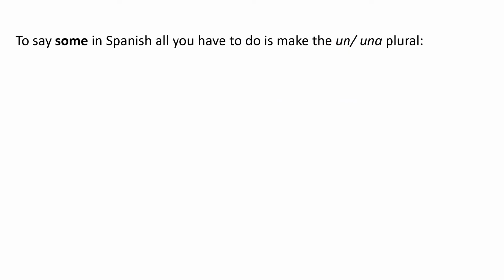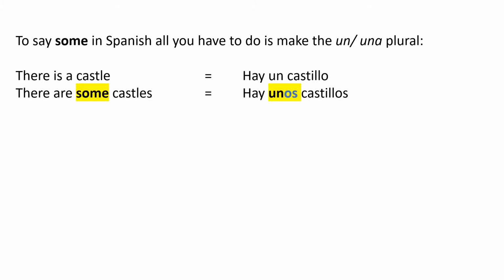So moving on. In order to say "some" in Spanish, all you have to do is make the un or the una plural. For example, "there is a castle" is hay un castillo. "There are some castles" is hay unos castillos. So here you can see that we have made the un, the article "a", which is masculine, plural by adding on os. And we can see that un castillo is a masculine noun. And in the plural, we add an s to our noun, castillos, and we add an os to our un, unos.